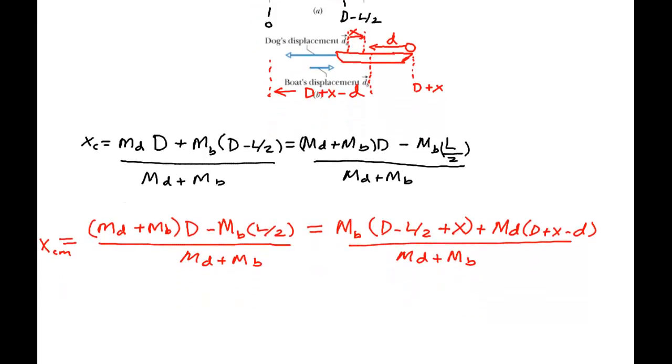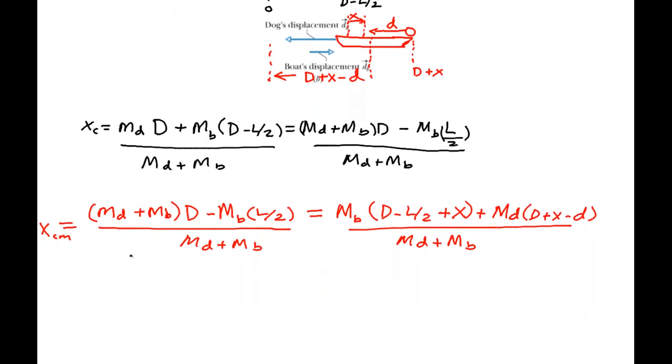Now let's see if we can't simplify some things. Obviously we can multiply both sides by mass of dog plus mass of boat and cancel out the denominators. Over here I want to factor these terms out and see what I get. So let me write the left hand side first. I'm going to leave it alone.